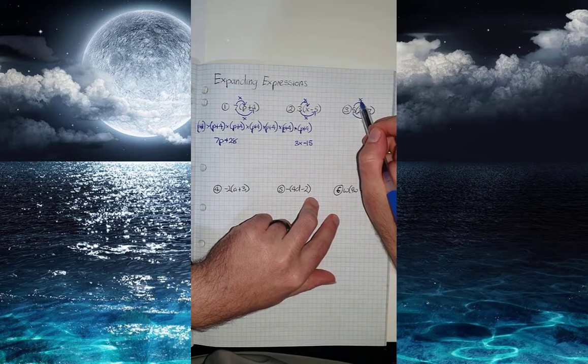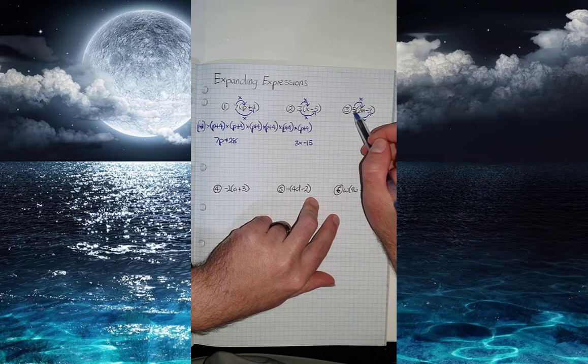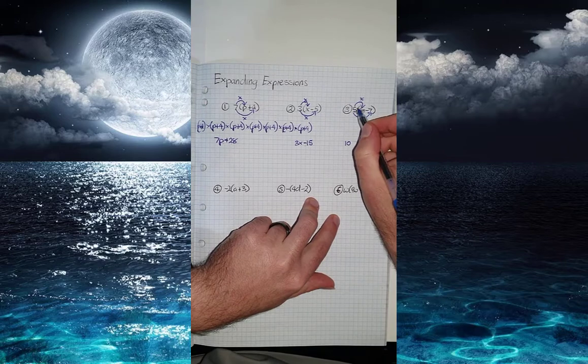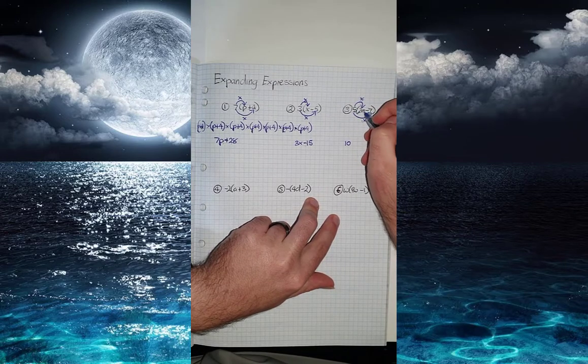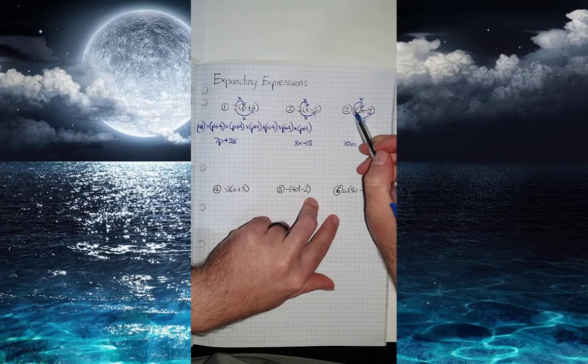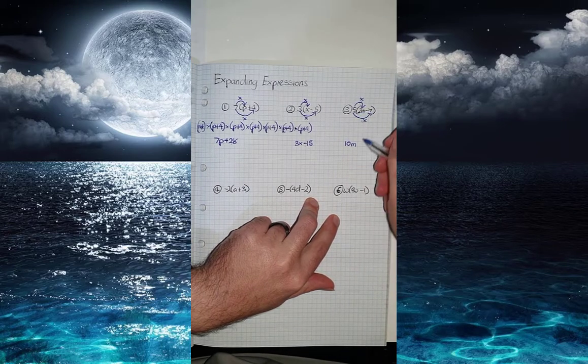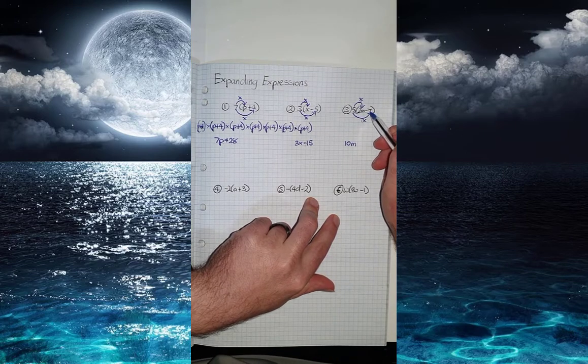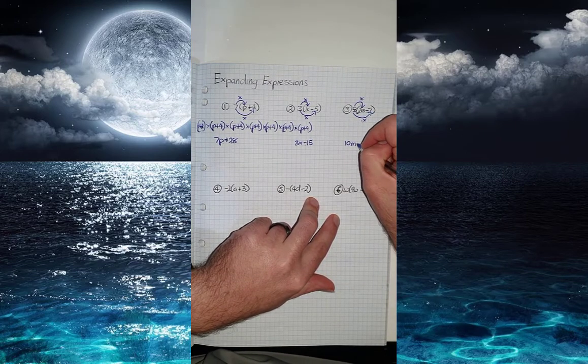5 times 2m. 5 times 2 is 10. And then 5 times m. We need the m in there. So 5 times 2m is 10m. 5 times negative 7 is negative 35.